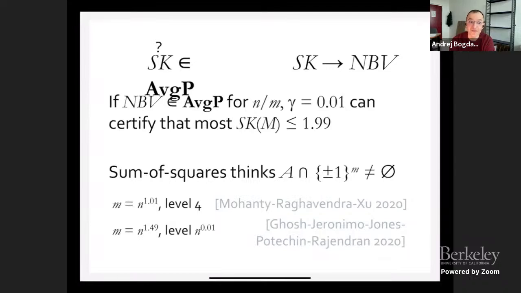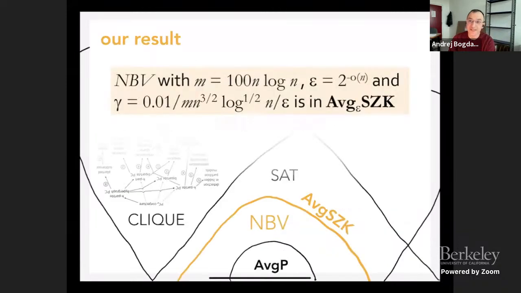And there were some technical improvements later on the parameter settings to which this applies. But the punchline is that even in the very extreme case of this problem, sum of squares cannot distinguish random subspaces from subspaces that contain a Boolean vector inside them. So what is our result?